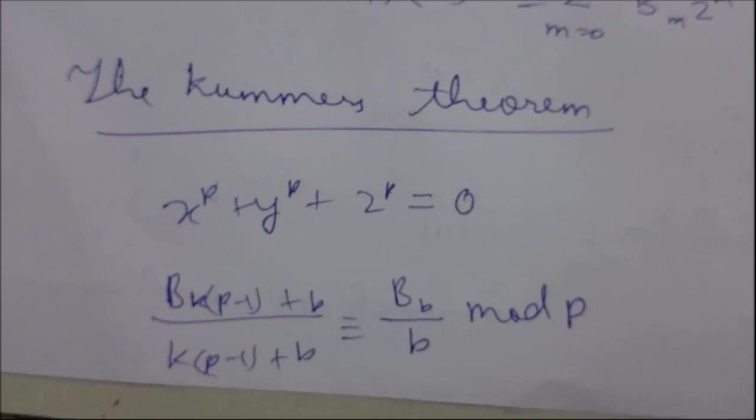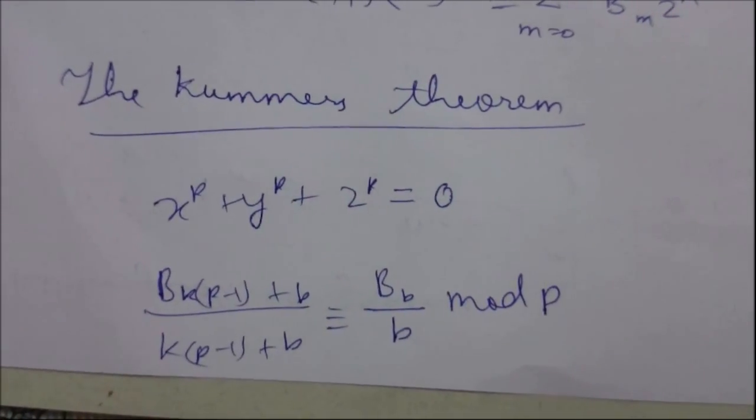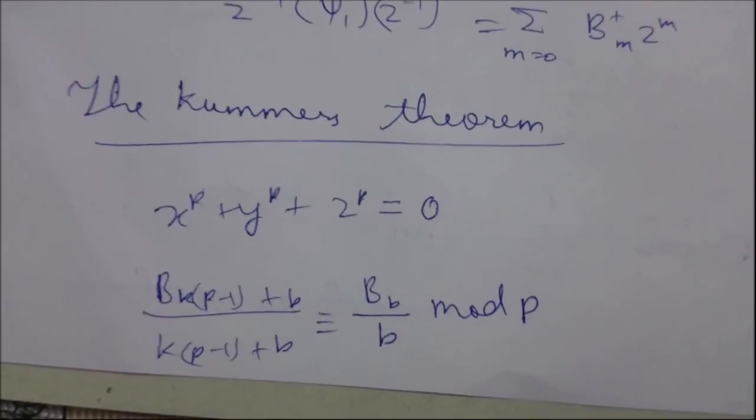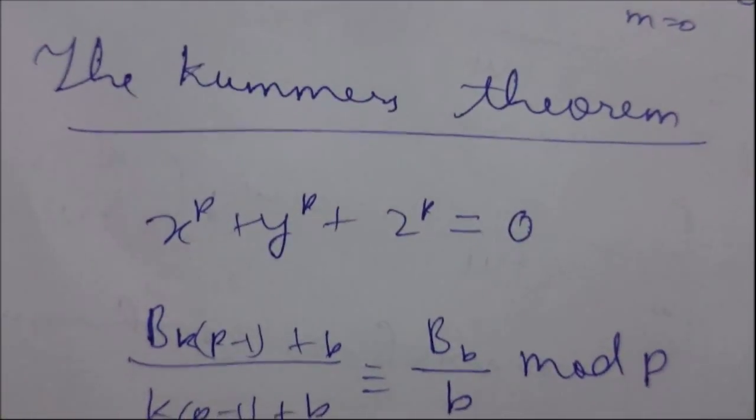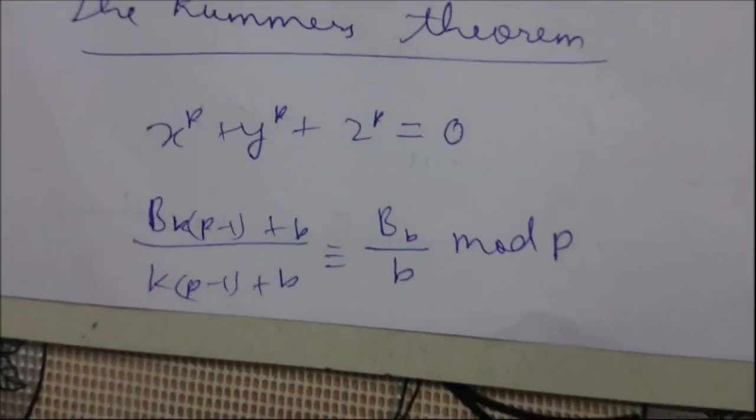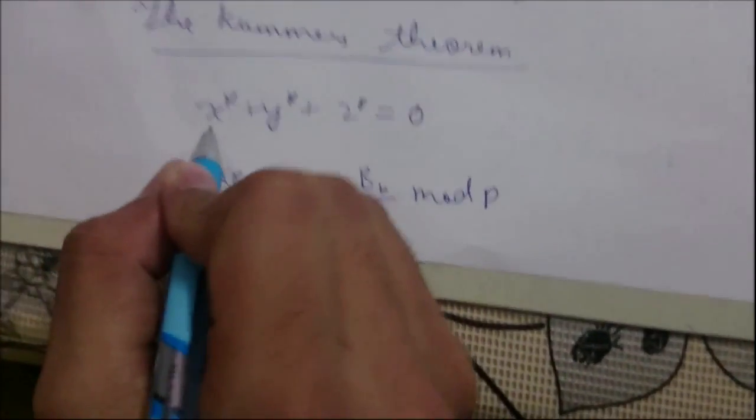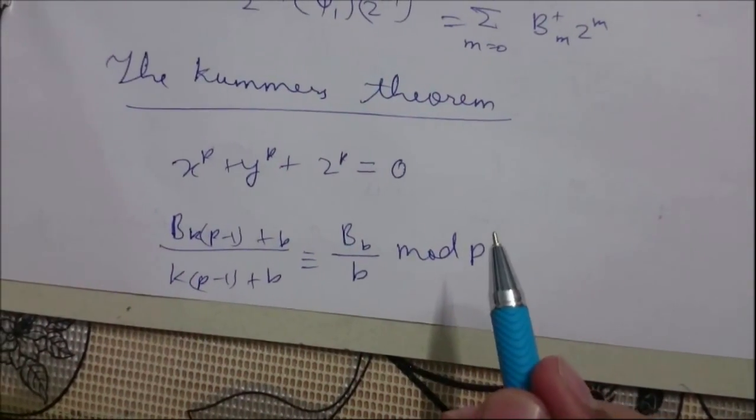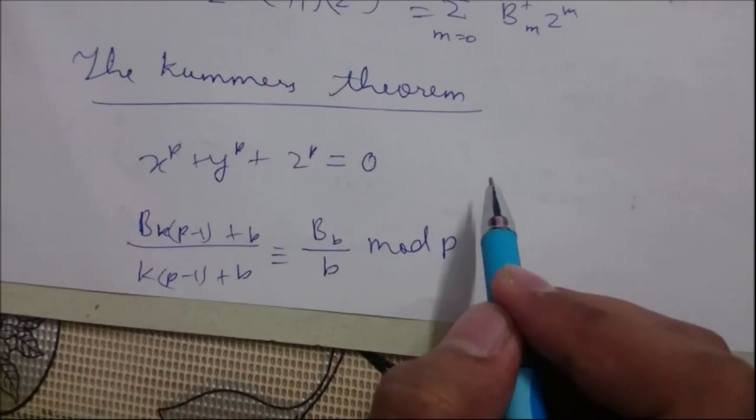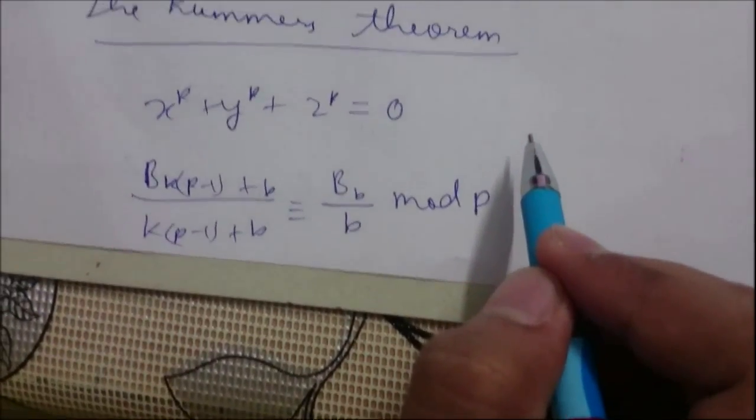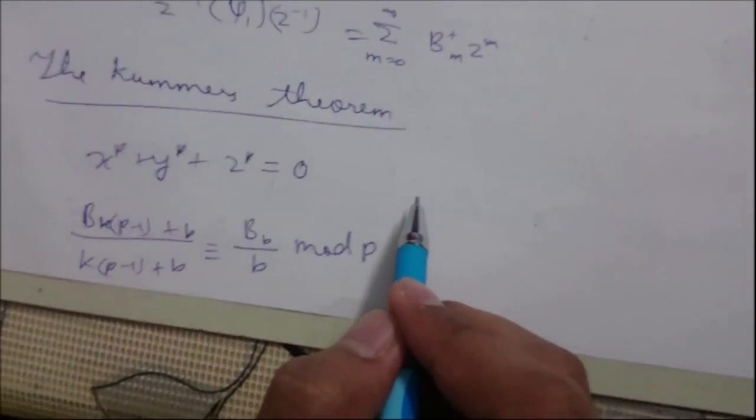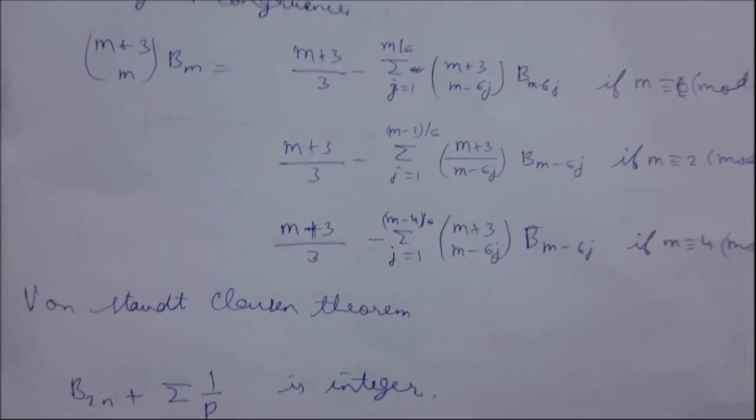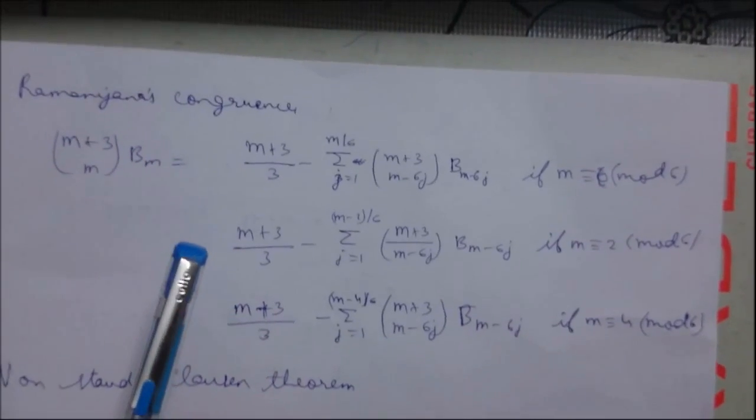Now we come to Kummer's theorem. Kummer's theorem says that if the odd prime p does not divide any of the numerators of the Bernoulli numbers b2, b4 up to b of p minus 3, then x raised to p plus y raised to p plus z raised to p equals 0 has no solution in the non-zero integers. These prime numbers are called regular primes, and we define Ramanujan's congruences.